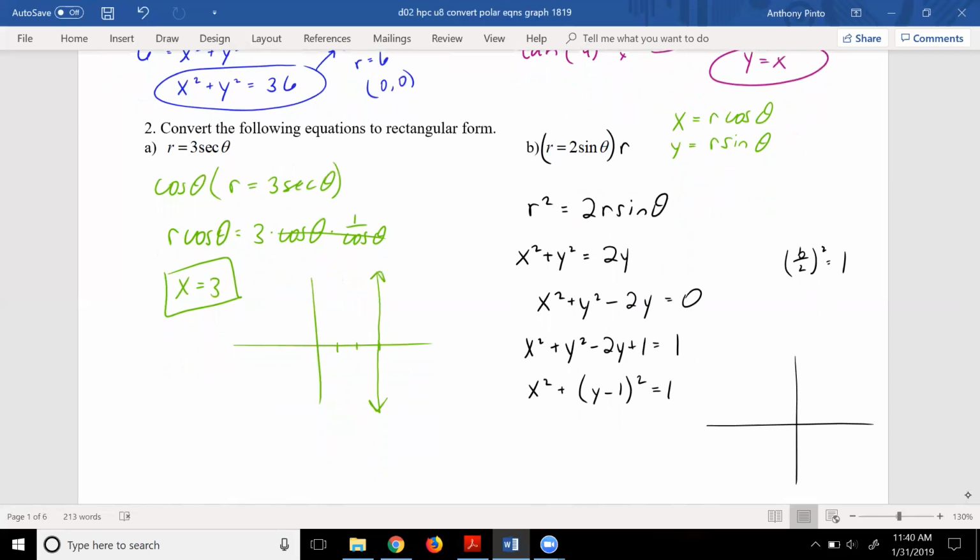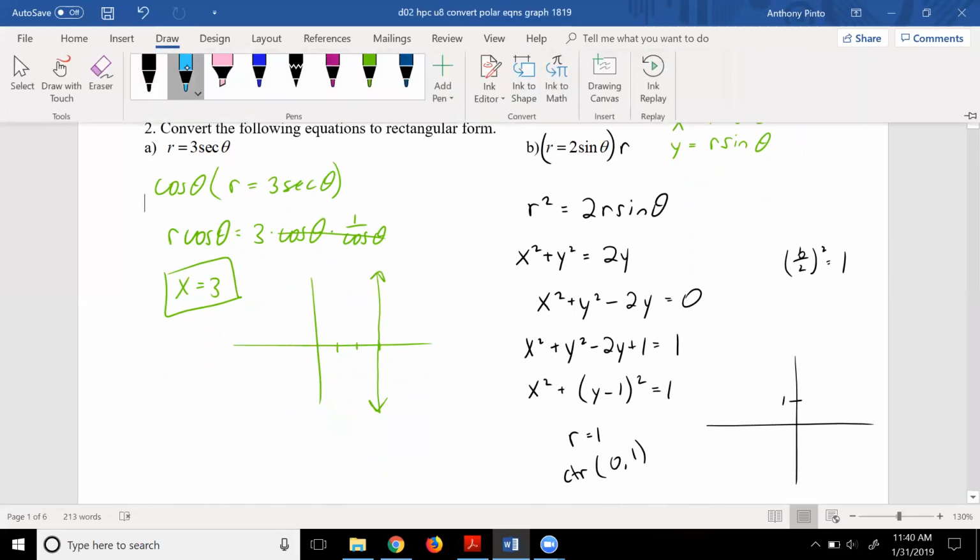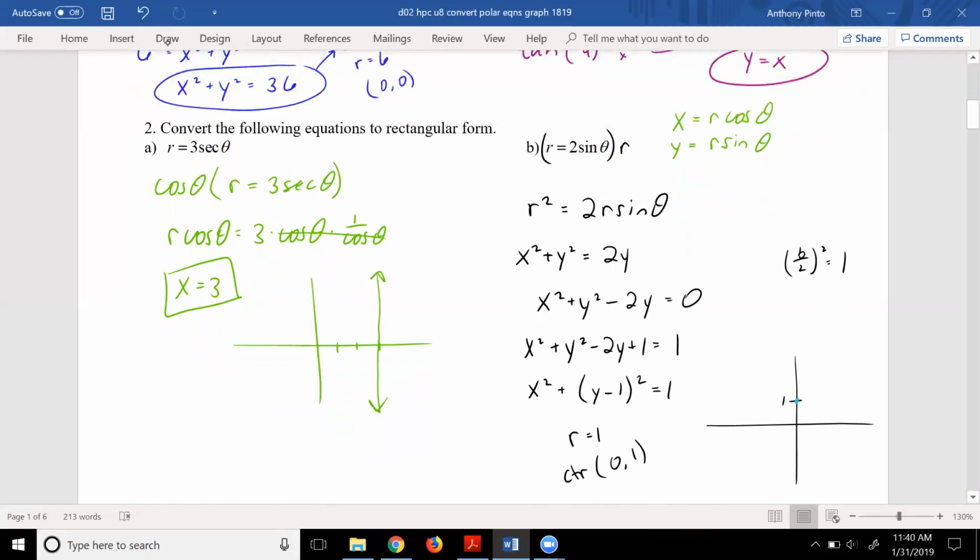This is a circle with radius 1 and center at (0, 1). So here's the center right there, and it has a radius of 1. It's going to look something like this, just like that. Okay, and we have our answer.